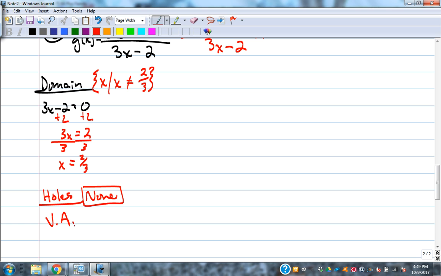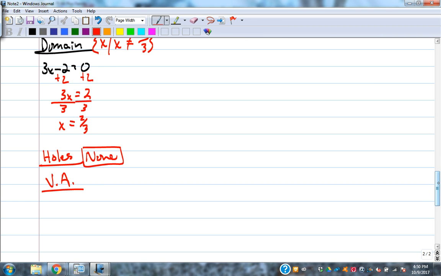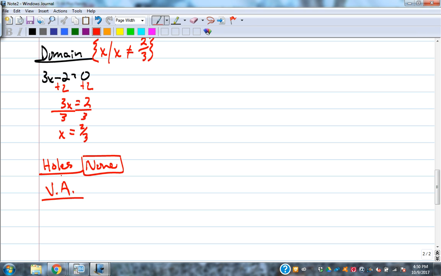Vertical asymptotes. Where's the vertical asymptote for this one? x equals 2/3. It's exactly the same as what we got when we found the domain up there. It's exactly the same because nothing canceled out. It matches the domain exactly. Okay, we got the vertical asymptote.